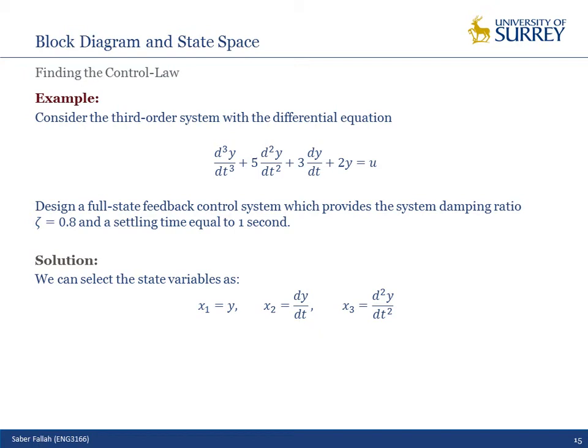Okay, I define my states as x1 equal to y, x2 equal to dy over dt, and x3 equal to d2y over dt squared. If I define my states, I can form this third order differential equation as a first order differential equation here. My system matrix is a 3 by 3 matrix, and I have a 3 by 1 vector as the input vector u.